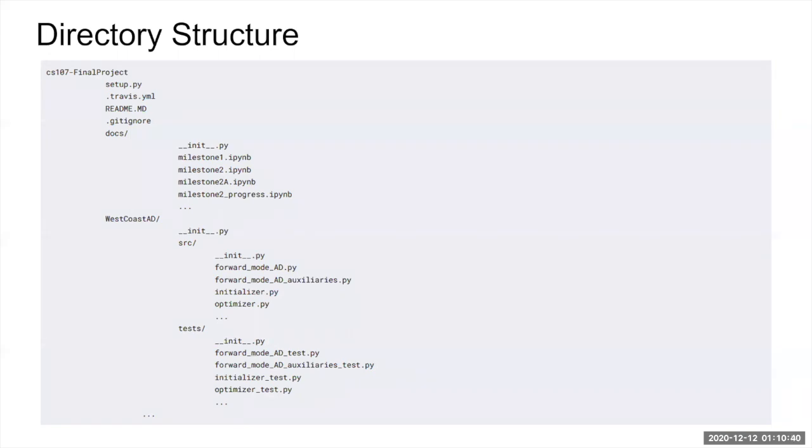We have two major directories here: our docs directory and our West Coast AD directory. The docs contains our documentation, which we decided to write as a Jupyter notebook. West Coast AD contains our source code and our test code. The source code has four major modules.